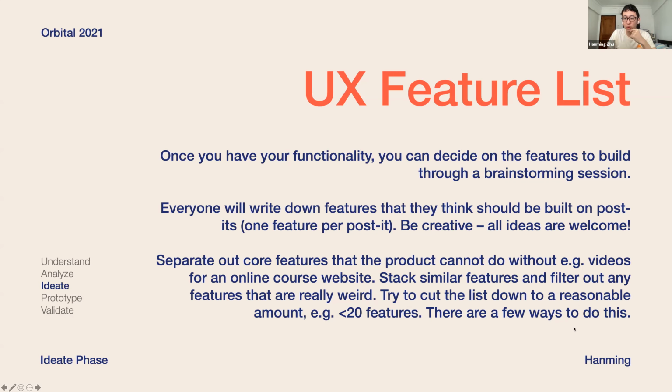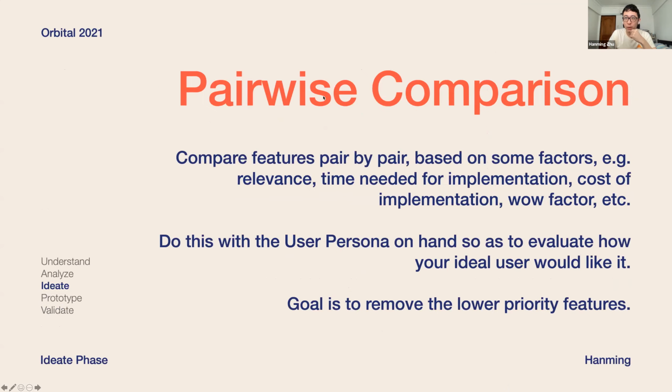There are a few ways to do this kind of filtering process. One way is what they call pairwise comparison. Basically, you take two features, compare them, and keep the one that's stronger, that's better. You compare them according to certain factors like relevance. Is it very relevant for our product? How long does it take to implement this feature? How much does it cost to implement? For you guys, maybe it's about time. But let's say you want to use some sort of paid API. You might think, is it worth paying the money to use the API for my app? So there's cost also.